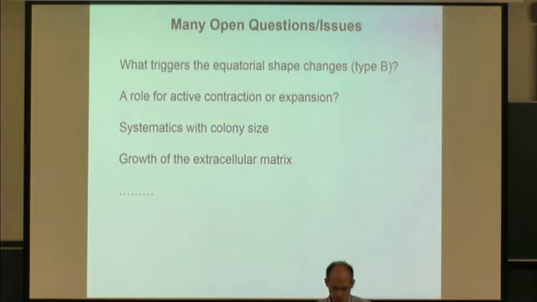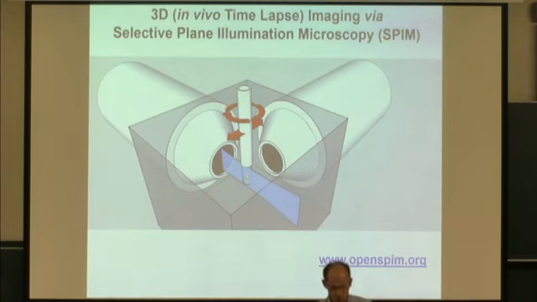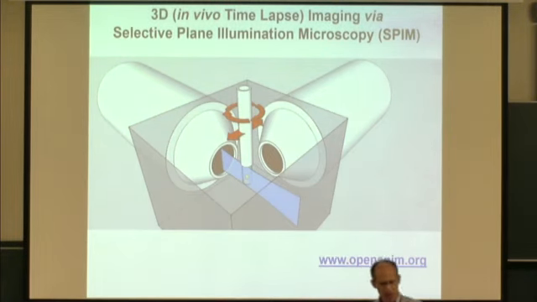Yeah. Okay, so I want to tell you about an emerging technology. We are not the inventors of this. We are just users of this technology. It's called selective plane illumination microscopy, SPIM, or light sheet microscopy. It's becoming widely used now, and it's a technology that is perfectly suited to this.